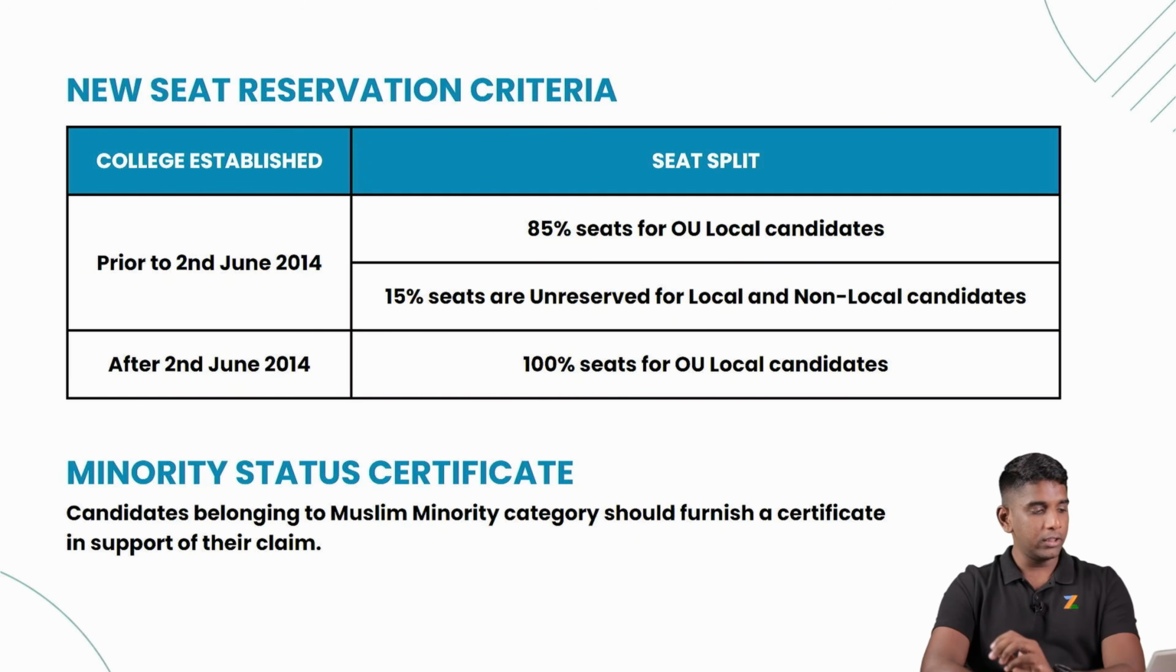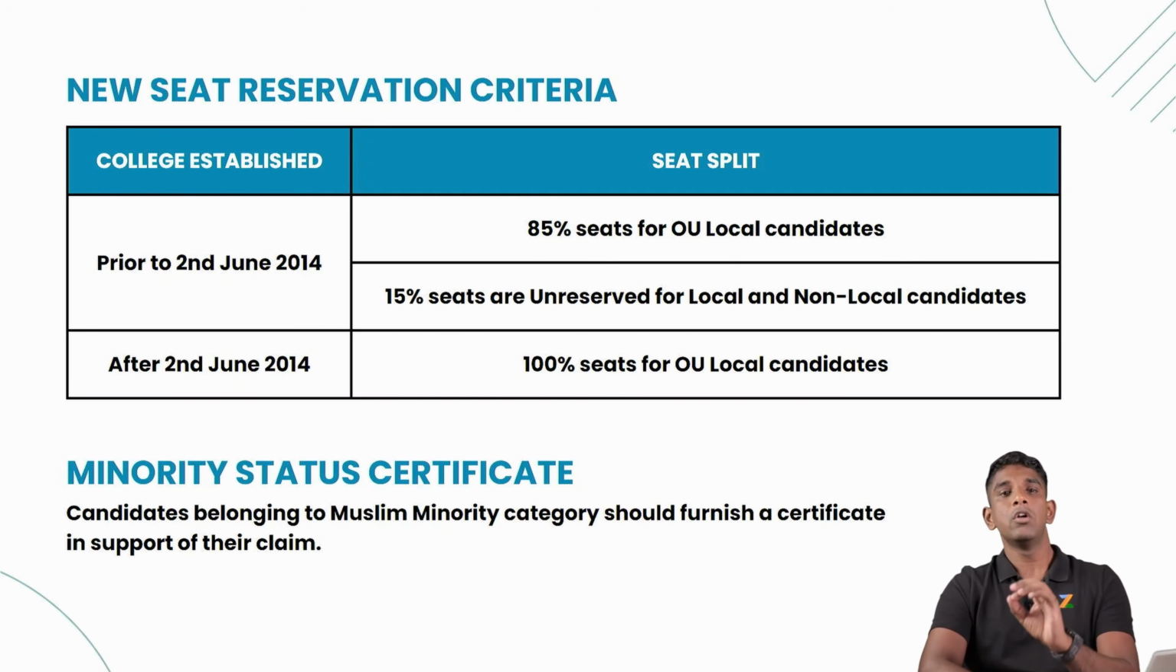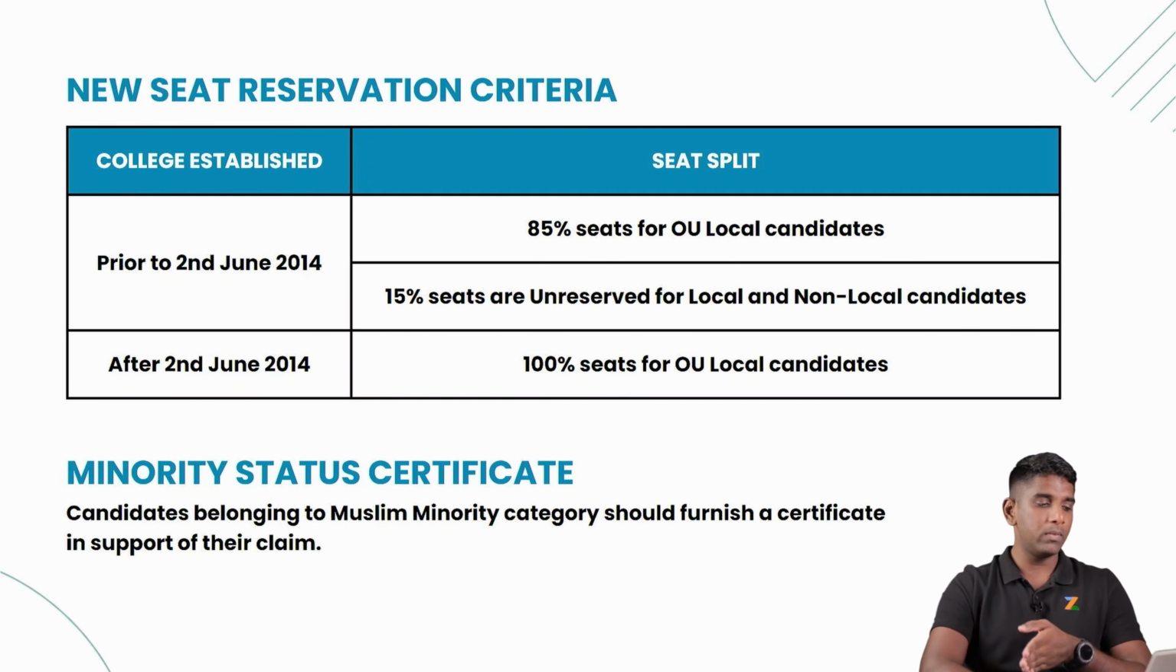Next, we'll go to the minority status certificate. Candidates who come under the Muslim minority category should get a certificate to prove that they are a Muslim candidate, and without the certificate they cannot avail the Muslim minority seats.